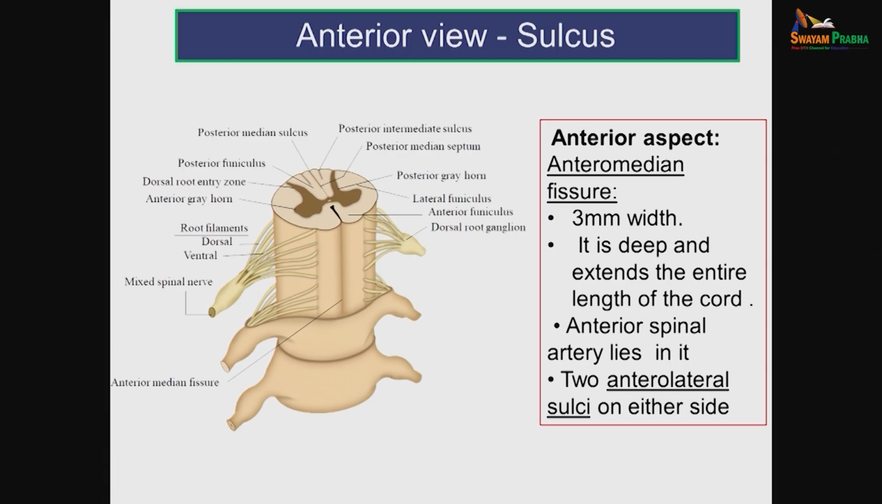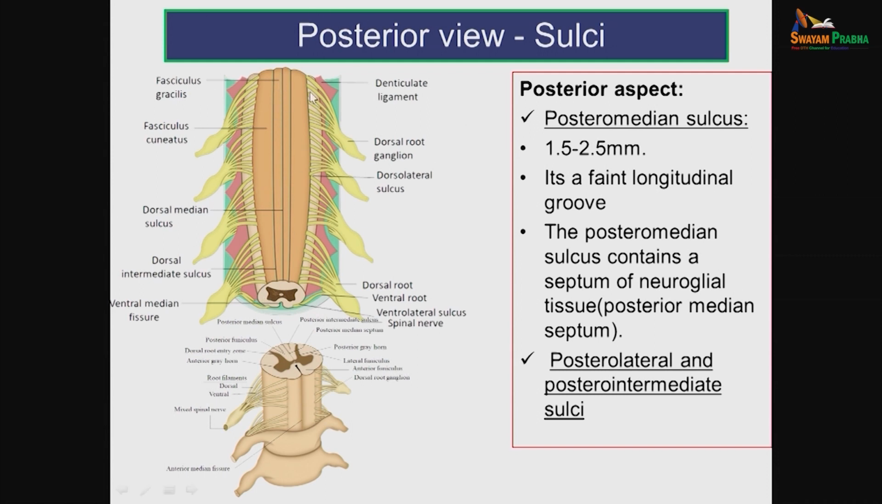Having learned the anterior aspect, we will move on to the posterior aspect. On the posterior aspect, you can see a sulcus which is just 1.5 to 2 mm. It is not very deep. So, it is a faint groove, called the posterior median sulcus. From the posterior median sulcus, see this picture below, a septum of neuroglial tissue extends till the grey commissure. This is called the posterior median septum. On either side of the posterior median sulcus, you see the posterior intermediate sulci and two posterolateral sulci. Where the dorsal roots are emerging, you can see the two posterolateral sulci.